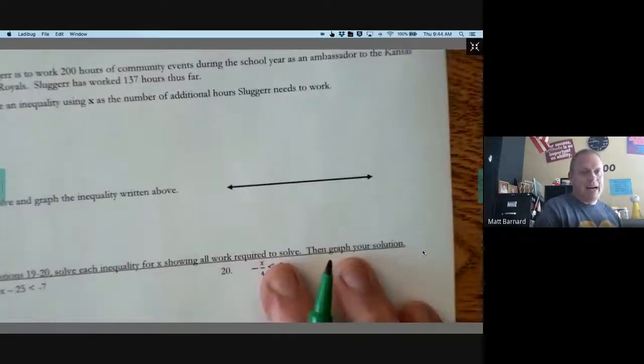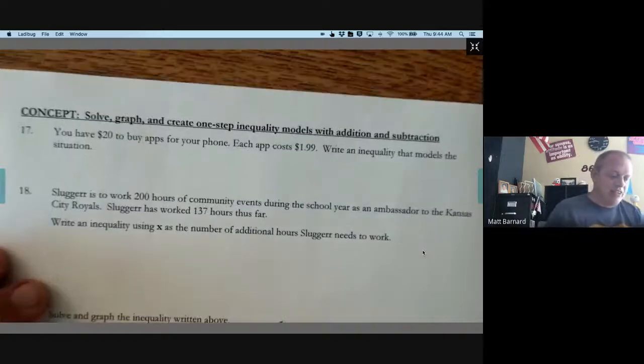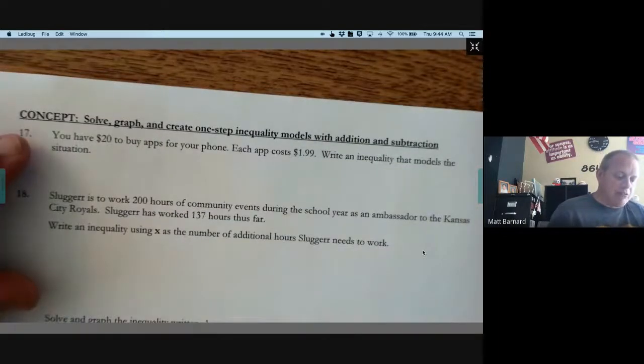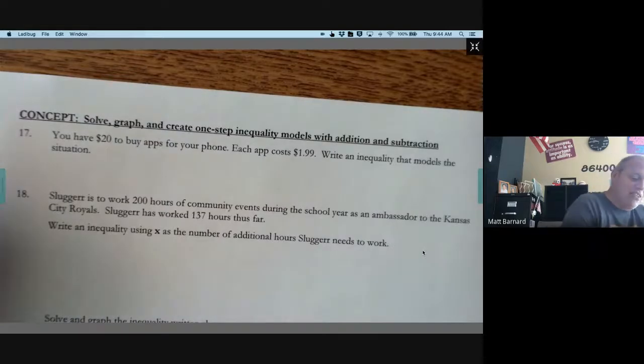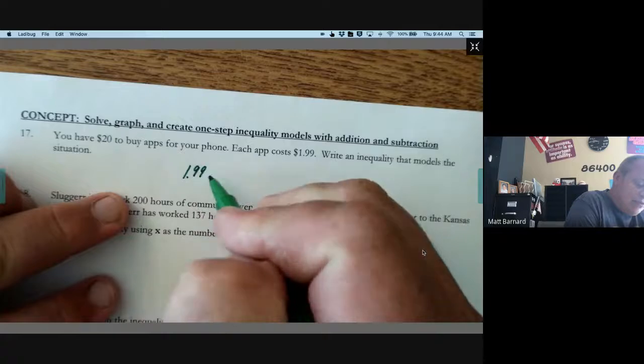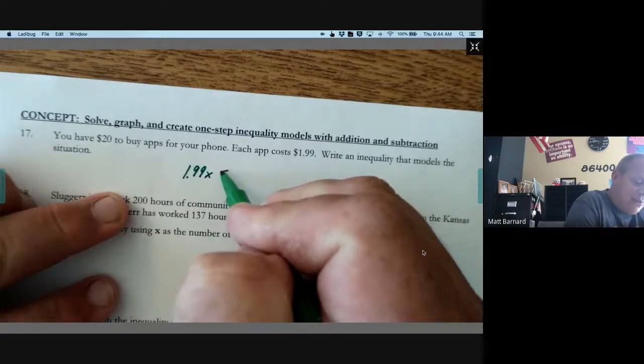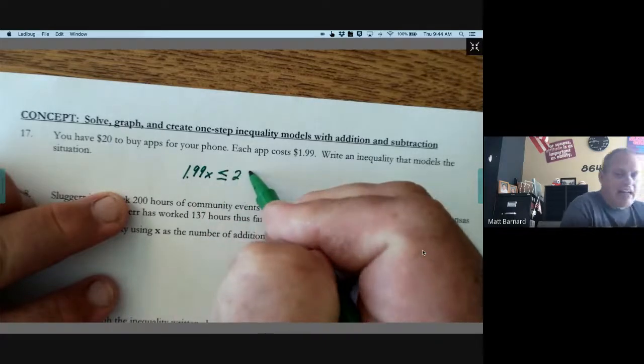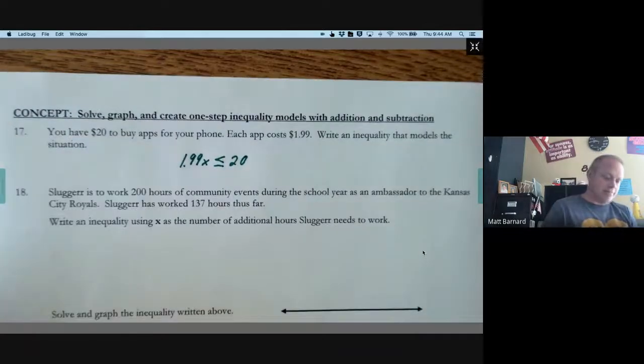All right, while we're at it, let's just go and do the last page of this. You have $20 to buy apps for your phone. Each app costs $1.99. Write an inequality that models the situation. Well, $1.99 times the number of apps has to be less than or equal to $20. I can't go over that amount.